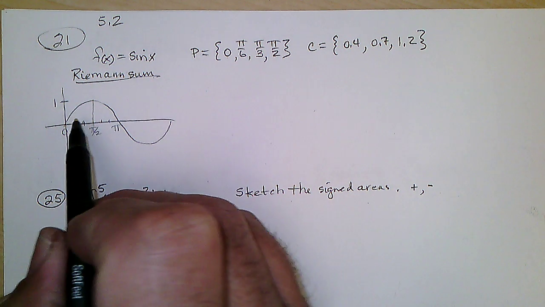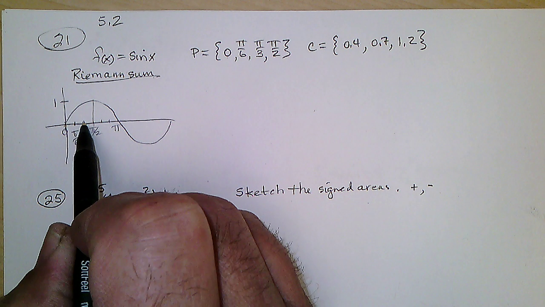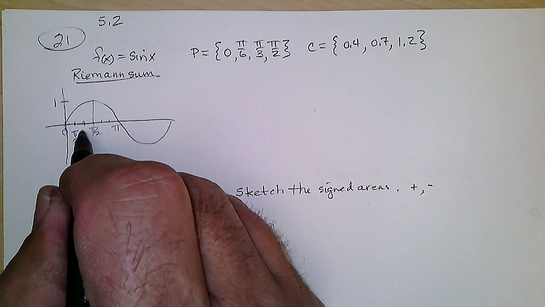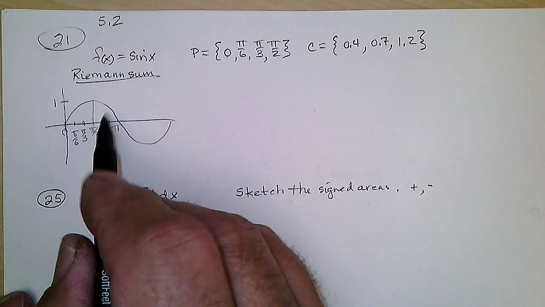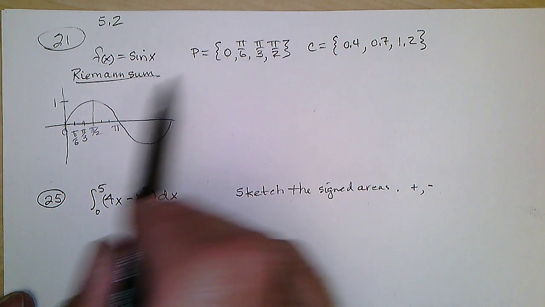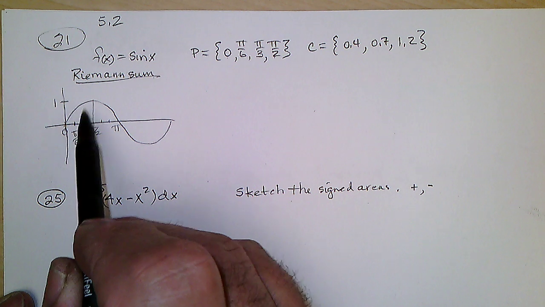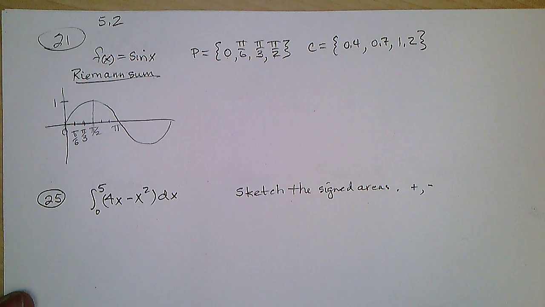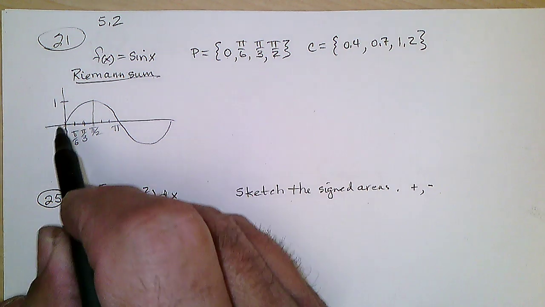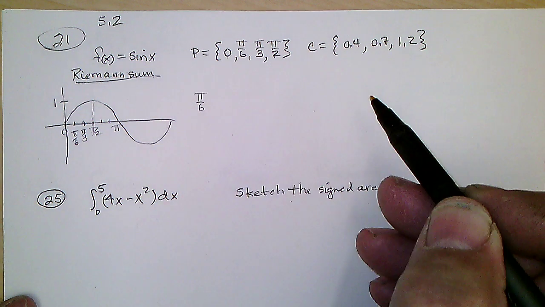And here's 0, pi over 6. And this would be 2 6, which is 1/3, which is what that one is. And then there's pi over 2 at the end. So our rectangles are going to be from 0 to pi over 6, from pi over 6 to pi over 3, and from pi over 3 to pi over 2. So they're all equal width. Each one is a width of pi over 6.